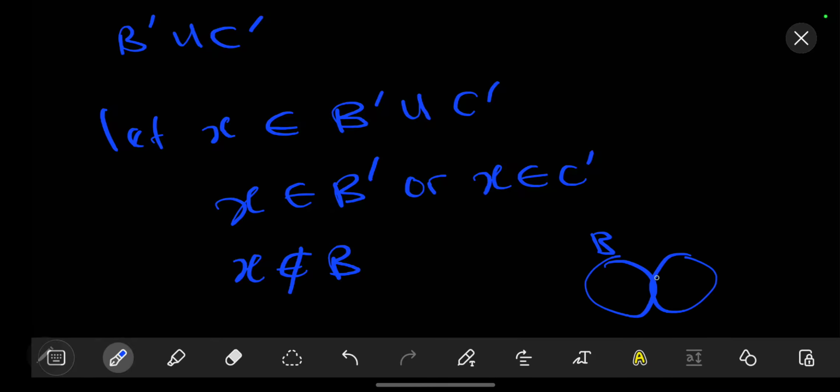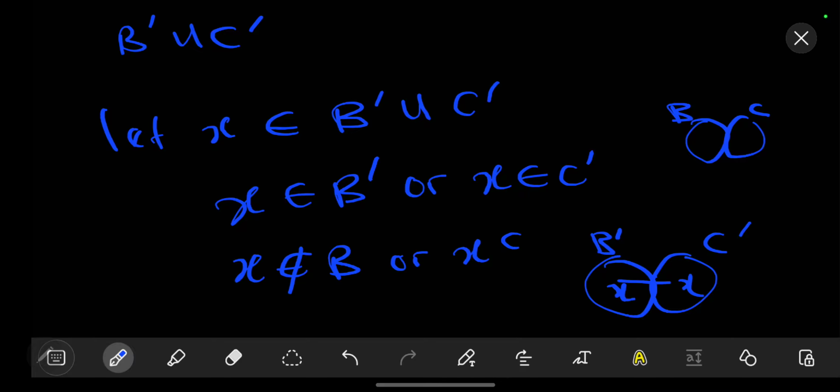If X is found in B complement, so this is what we have. We have our B, we have our C. So B complement, like that. Then we have our actual sets B and C. Let's say X is found in B complement and C complement. Here there is no X. It means X is not found inside B. So we say X is not a member of B, or your X is not found inside C. Since it is found in C complement, it is not there in C.